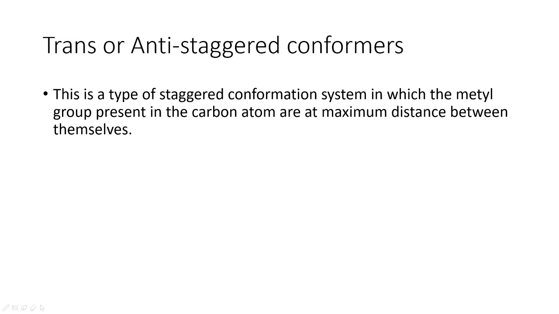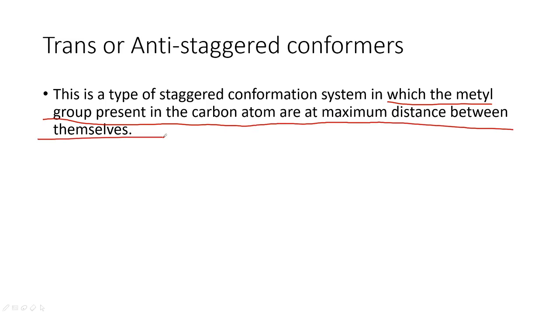Now, the trans or anti-staggered conformers. This is a type of staggered conformation system in which the methyl groups. Now look, before, we were focusing on the normal substituent, that is the hydrogen groups, which are far away from each other. Now we are no longer focusing on the hydrogen groups, we've balanced them. Now, due to the presence of methyl groups, we are focusing on the methyl groups. Now look at the definition. This is a type of staggered conformation system in which the methyl groups present on the carbon atoms are at maximum distance between themselves. Now, this is under staggered conformation. Don't get confused. It's still under the staggered conformation system. But now under this, we are dealing with the methyl groups. So like the normal one, let me give you the structure of the thing. Now we have C.